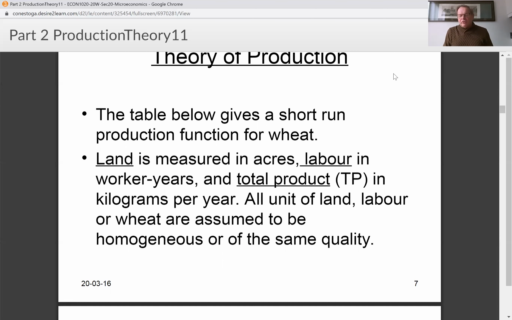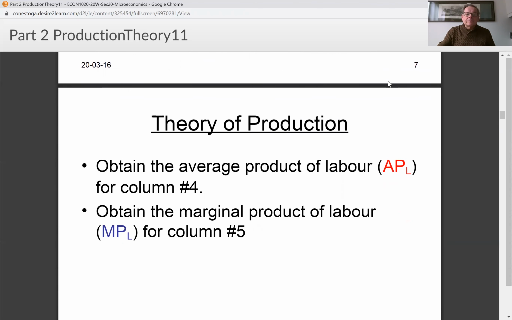This is a simplification of reality. What homogeneous means is that every person is as productive as the next. It's a simplification of the problem. It's not reality, but it makes the arithmetic easy. It's also that each square meter of land is as fertile as the next square meter of land. It yields the same amount of wheat, which is again a hypothetical situation, but it makes the arithmetic fairly easy.